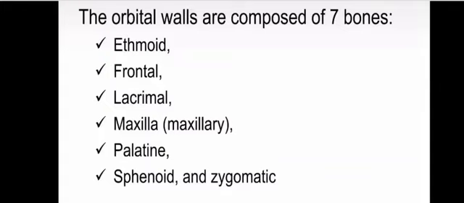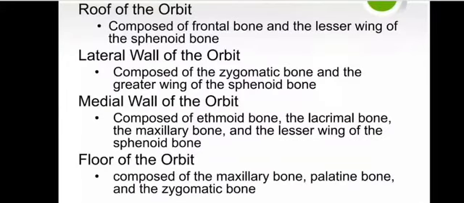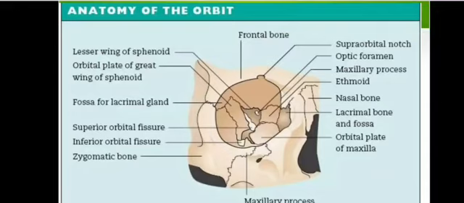The orbital walls are composed of 7 bones: ethmoidal bone, frontal, lacrimal, maxilla, palatine, sphenoid, and zygomatic. The roof of the orbit is composed of the frontal bone and the lesser wing of the sphenoidal bone, and the lateral wall of the orbit consists of the zygomatic bone and the greater wing of the sphenoidal bone. The medial wall of the orbit consists of the ethmoidal bone, the lacrimal bone, the maxillary bone, and the lesser wing of the sphenoidal bone. The floor of the orbit consists of the maxillary bone, palatine bone, and zygomatic bone.